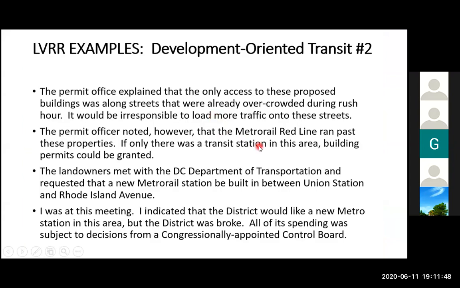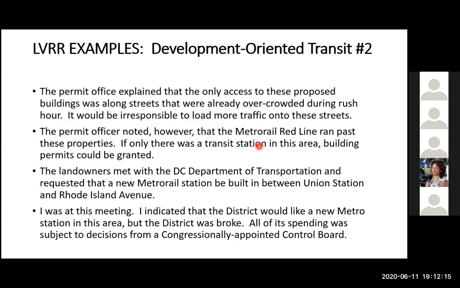Well, not surprisingly, the landowners decided to have a meeting with the DC Department of Transportation. And I happened to attend that meeting. And they said, you know, we need a new metro rail station to be built at this location in order to have our development. And what I told the landowners was that we would love to do this.